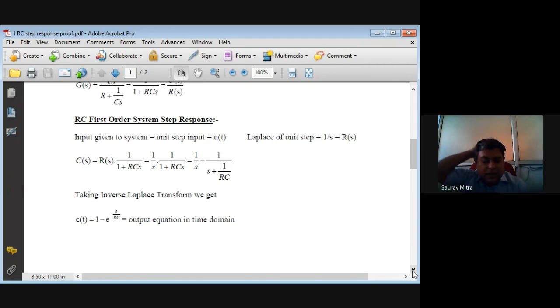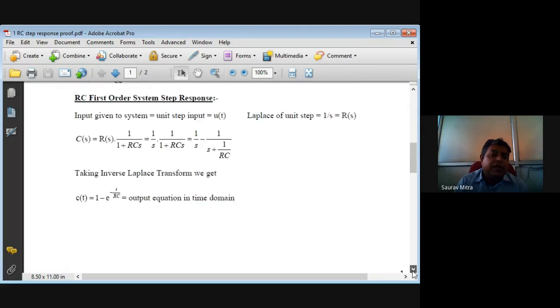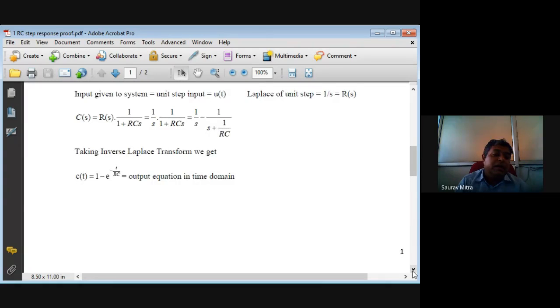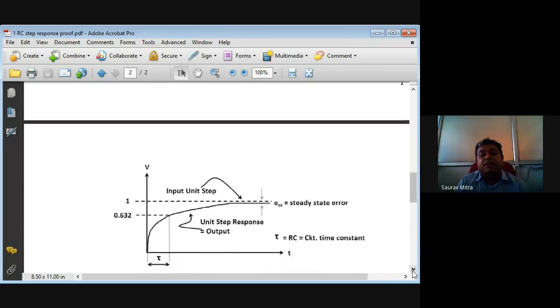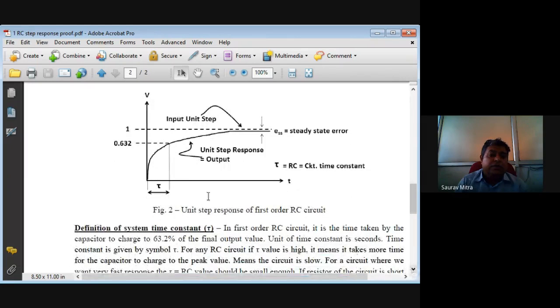So e raised to minus t/RC is an exponentially decreasing kind of response, and 1 minus e raised to minus t/RC is an incremental kind of response, which I have tried to show below. This is the graph of 1 minus e raised to minus t/RC, which is called the unit step response output of a first order system. So what is 1? 1 is nothing but the unit step. So this is nothing but 1 or u(t).